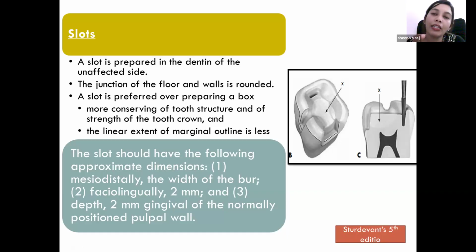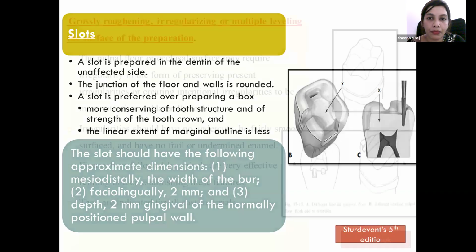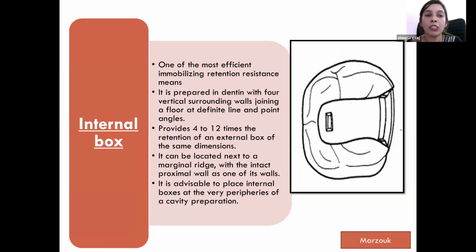Okay. Normally, the mesiodistal width is the width of the bur. Faciolingually, it is 2 mm, and the depth is 2 mm. Okay, hope you understood this much.